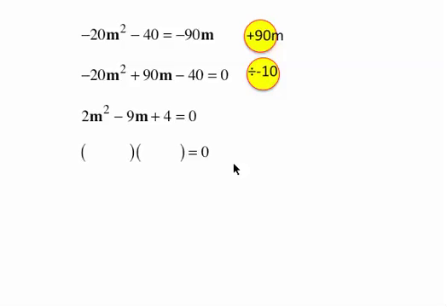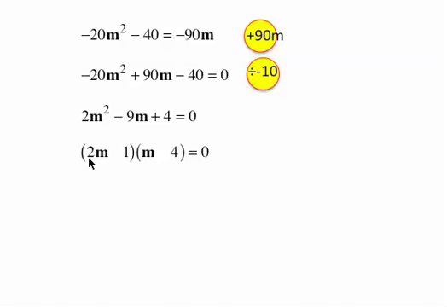So I make my brackets, and I'm looking for the factors of 2. So 2 is a prime, so it's 1 and 2. That's easy. So 2m and m. And now I'm looking for the factors of 4. I can use 2 and 2, but if I put 2 here, that means I have a common factor inside this bracket. And that would also imply that there would be a common factor up here, and there's not. So the 2 is not going to work. The only other choice I have is 1 and 4 or 4 and 1. So I'm going to try 1 and 4.